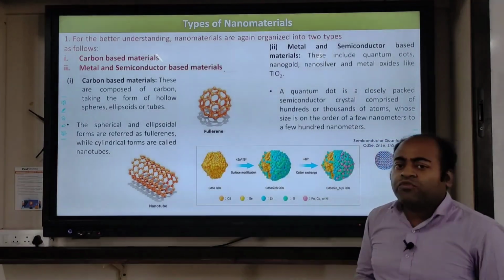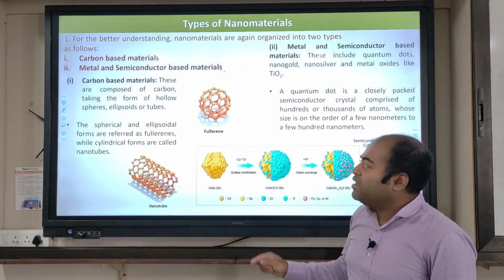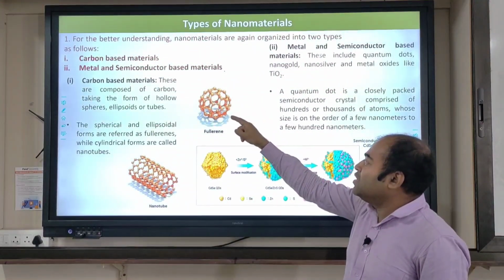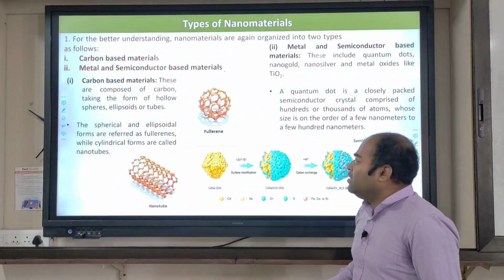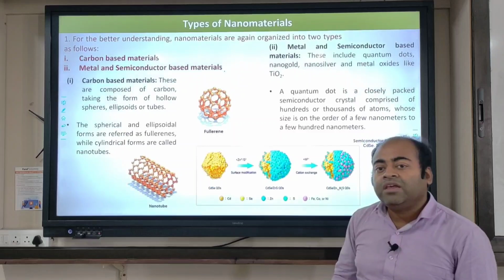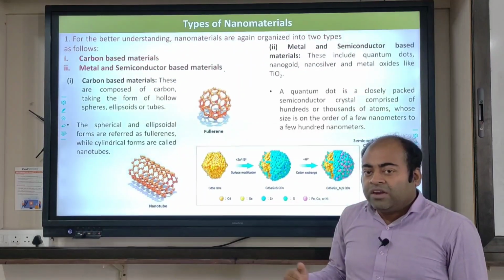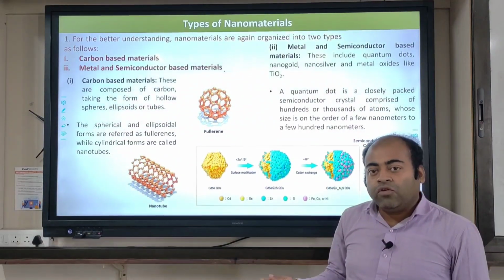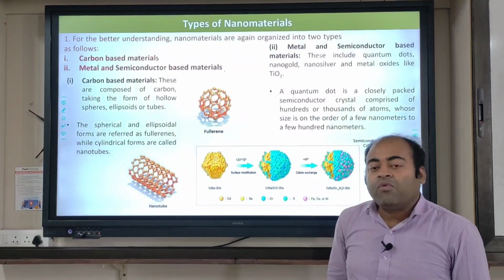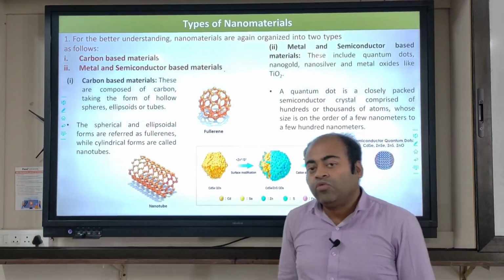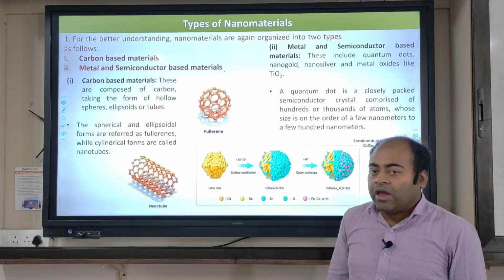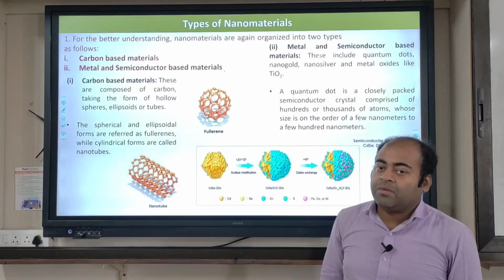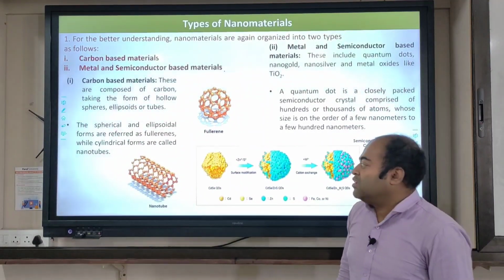So there are various types of nanomaterials. We can classify them as carbon based, metal and semiconductor based nanomaterials, and others. The carbon based nanomaterials are mainly of 3 to 4 types: in 0 dimension it is the fullerene, in 1 dimension carbon nanotubes, in 2 dimension it is graphene, and in 3D and also 0D there are various porous carbon structures.